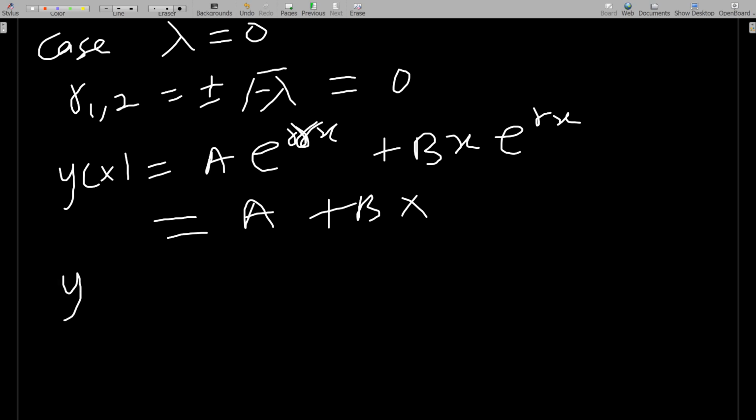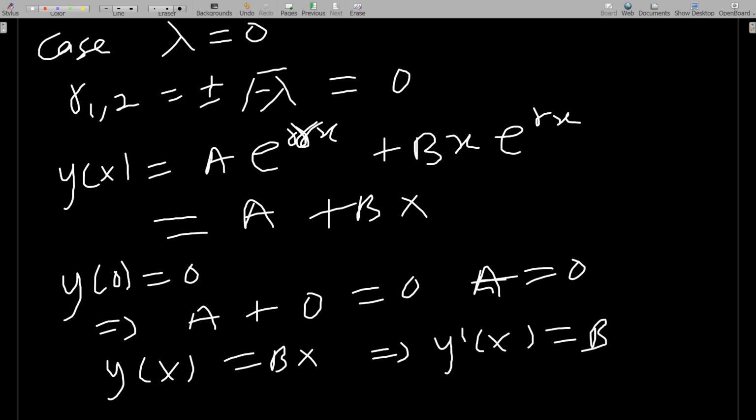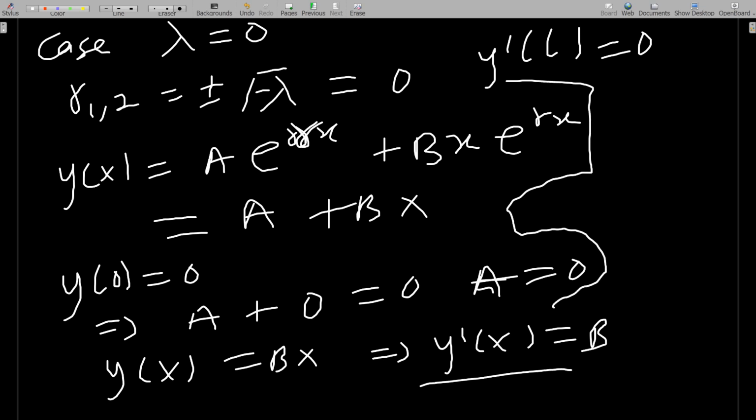You apply the boundary condition, y of 0 equals 0, and this will imply that we have a plus b times 0, and that will be 0 equals 0. So a is definitely equal to 0. So you have our y of x being equal to b x. This implies that y prime of x will be equal to b, and we said that y prime of L should be equal to 0, meaning wherever I see x in the y prime of x, I should put L there, but I don't have any x here, so it means our b is equal to 0.